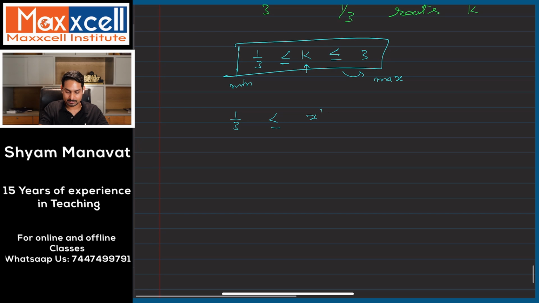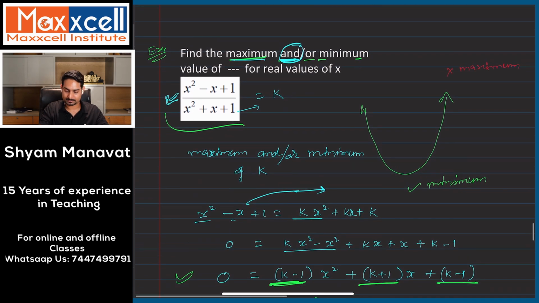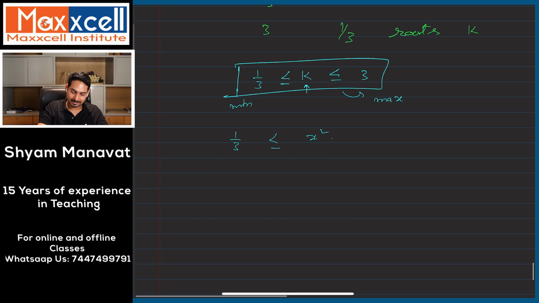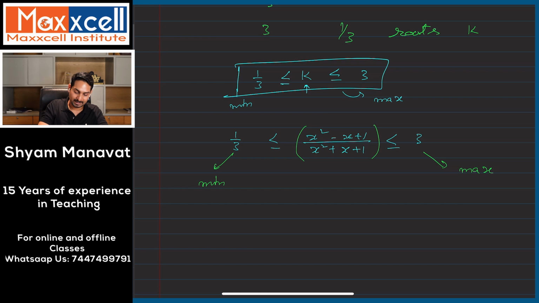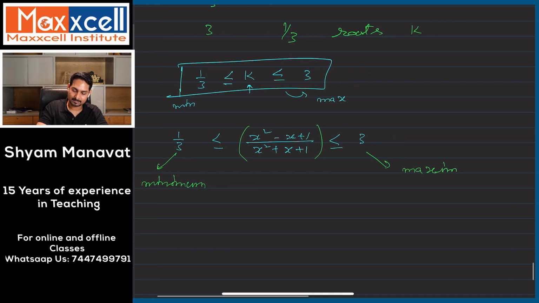What was x square? Read it. X square minus x plus 1 by x square plus x plus 1. This is how it will be. Okay. So here you have, this is the minimum possible value for this expression, and this is the maximum possible value for this expression. Minimum, not minima, minimum.